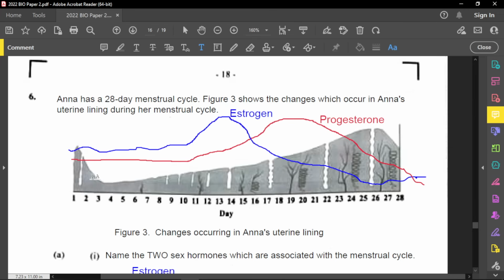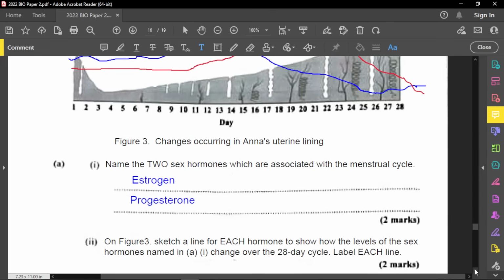Notice at these days, 3 and 4 and all the way to 6 and 7, it's really a decline and then it starts to increase. So this is where menstruation actually takes place. Day 14 is the approximate ovulation point. All right. And so after ovulation, going up, the uterine lining is much thicker. All right. And it says here now, we should do this in part A1.